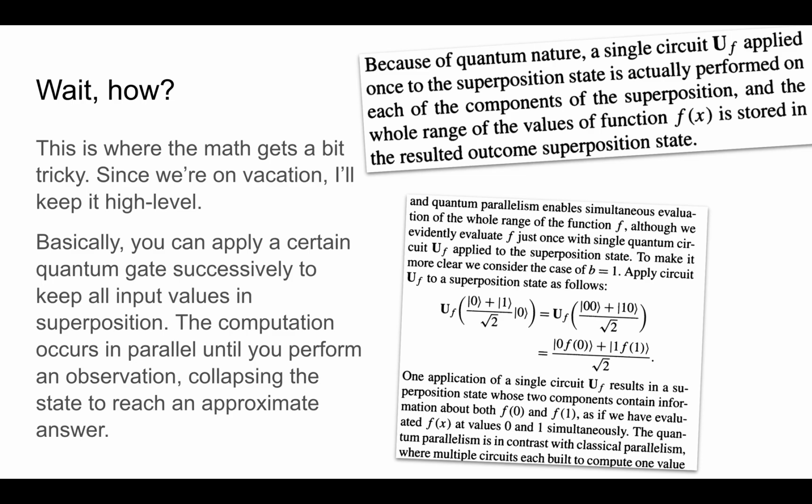So basically, to keep it high level because this is Christmas, the best way I could explain is that there's a certain quantum gate that you can apply successively to keep all input values in superposition. This is the gate here, the way it's mathematically described. It's a linear combination of zeros and ones. This is the basic unit of qubits, and then the square root of 2.